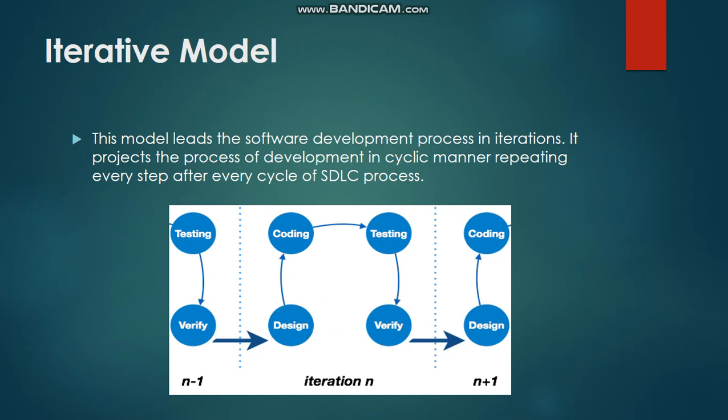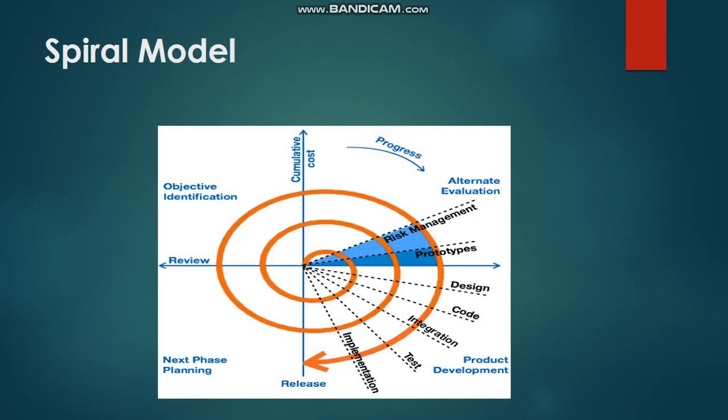Okay, in iterative model. The next model is spiral model. Okay, as you can see here, if you have 7 phases, that 7 phases is divided among these 4 steps. That is, first one is progress, product development, next phase planning, and objective identification. So what happens here is, initially they'll identify and they'll start the progress. Okay, and then the product will be developed, and next phase planning will be carried out. It is done in a spiral way.